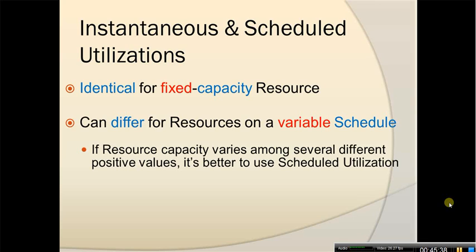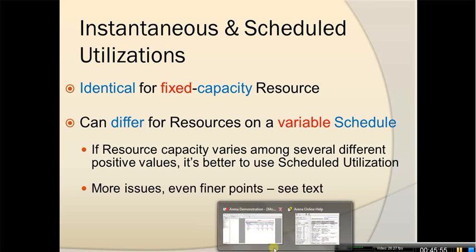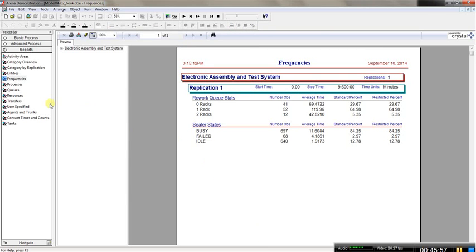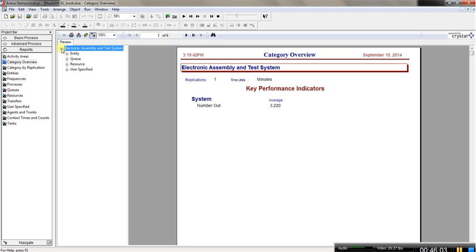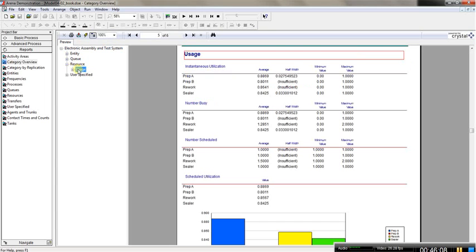If resource capacity varies among several different positive values, it's better to use scheduled utilization. You can read more about that, and all of this is going to be useful for your Lab 4. Let me show you what I mean when I talk about the utilization. So we go back to category overview, and I'm going to click on resources usage.